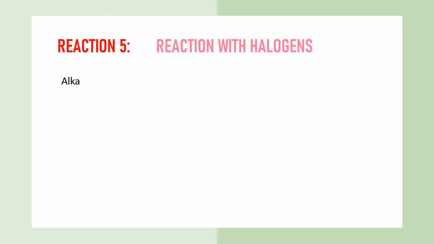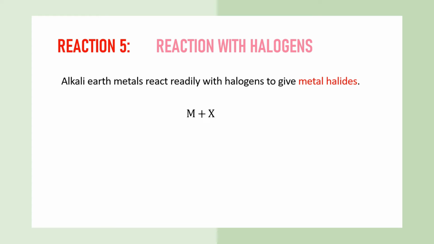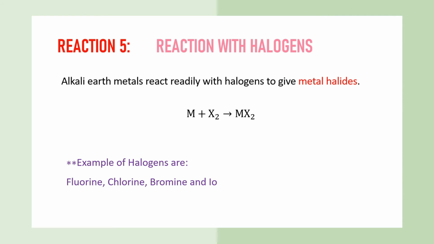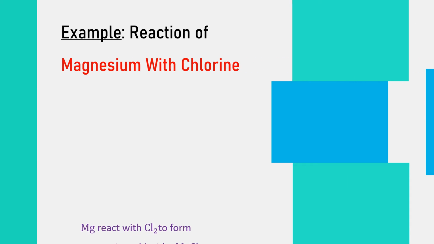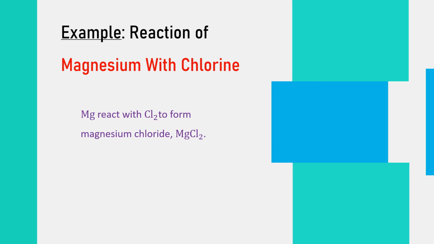Reaction 5: reaction with halogens. Alkaline earth metals react readily with halogens to give metal halides. Here is the general chemical equation, in which M is the alkaline earth metal. Examples of halogens are fluorine, chlorine, bromine, and iodine. Example: reaction of magnesium with chlorine. Magnesium reacts with chlorine to form magnesium chloride.